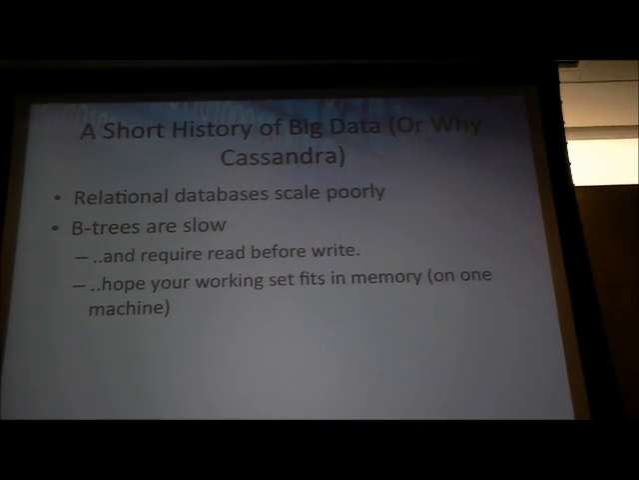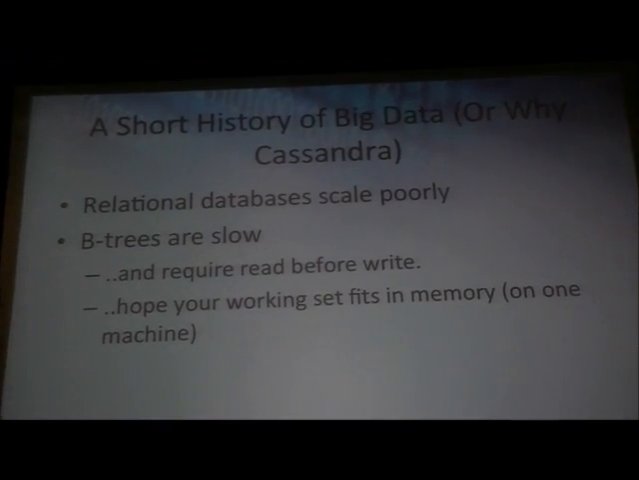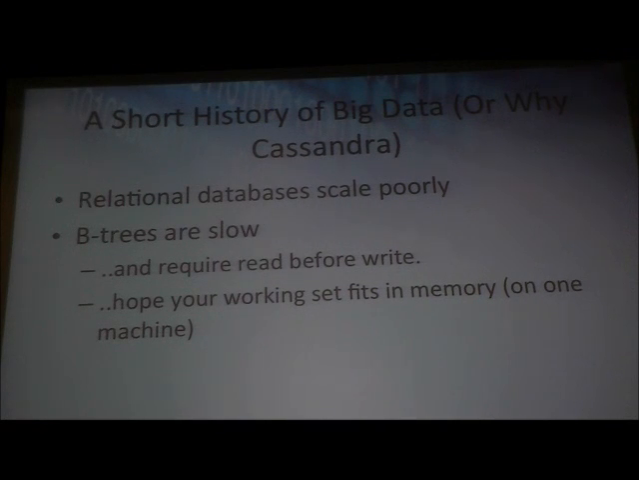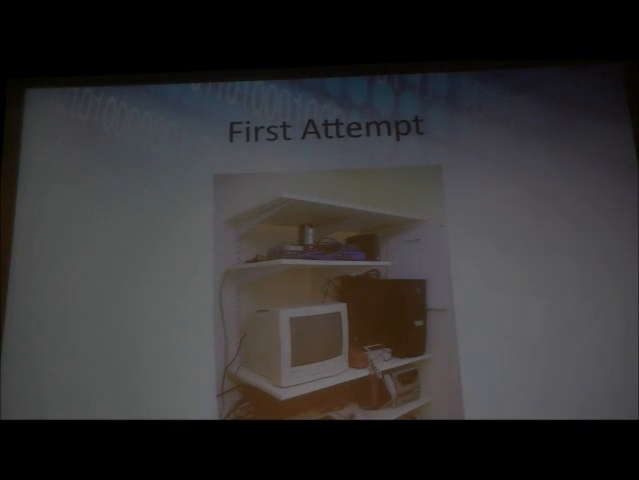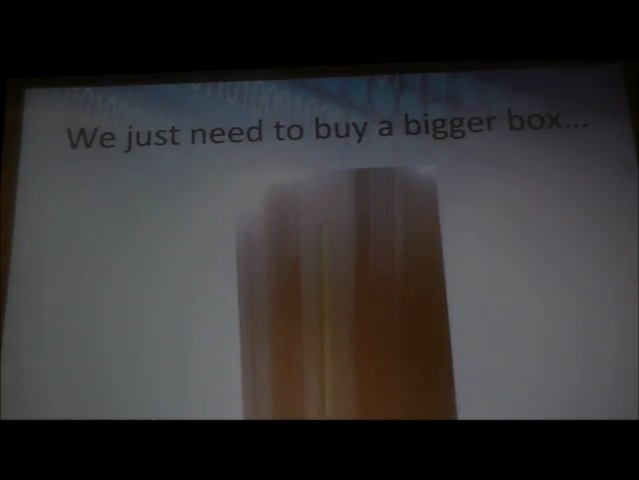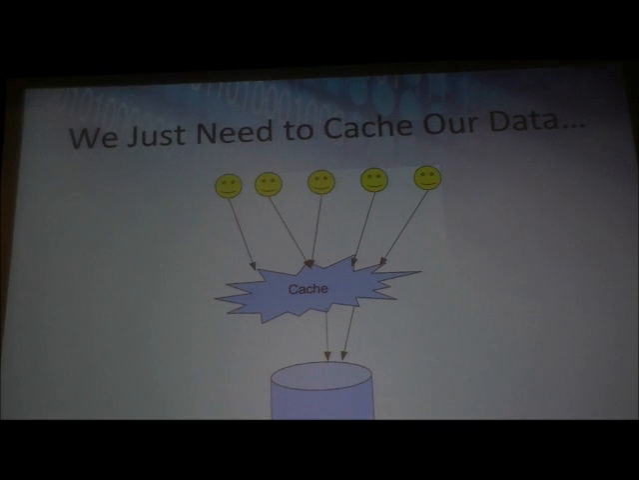So a little bit of history about why NoSQL became kind of a big deal. Again, we already talked about this at some length, but relational databases generally scale poorly. They scale up pretty well. They don't scale out as well as they scale up. B-trees are kind of slow, and they require a read before a write to be useful. And with a relational database, I hope your working set fits in memory, because if it doesn't, then you're screwed anyway. So what's our first attempt at scaling, right? The manager gives us some money, and we put a server in there. And then if we need to make it go faster, we just buy a bigger box, right?